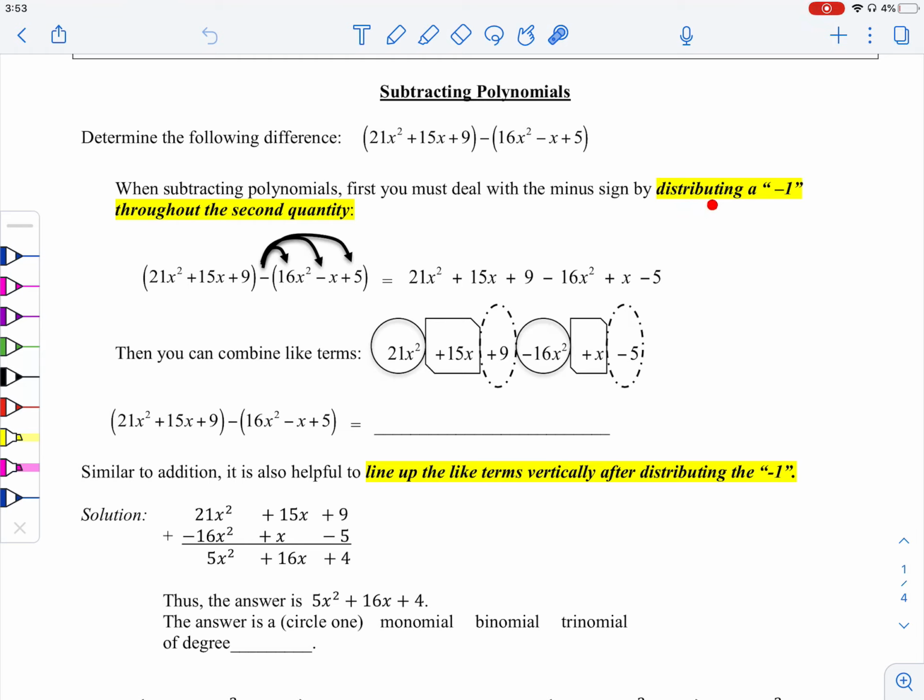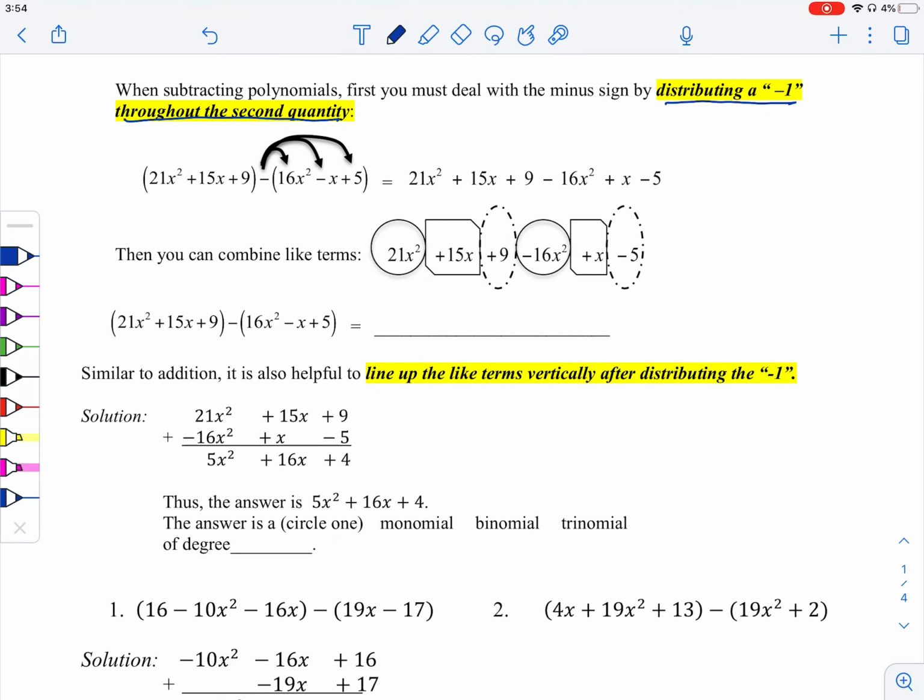One method we could use, the easiest one, is distributing a negative 1 throughout the second quantity because we're subtracting it. So negative times 16x squared gives us negative 16x squared. Negative times a negative x gives us positive x. Negative times 5 gives us negative 5. So distribute negative 1 first throughout the second quantity, and then we're going to combine like terms.